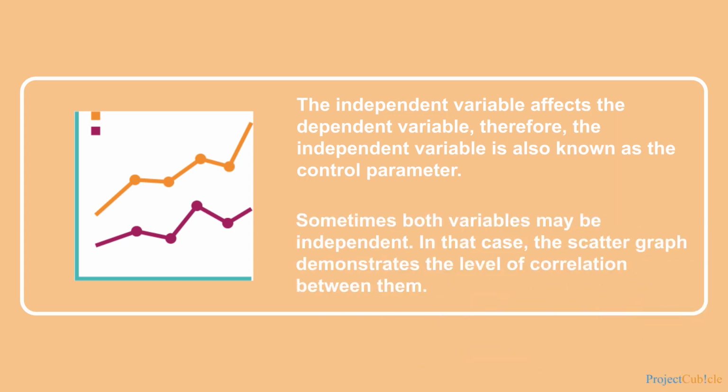Sometimes both variables may be independent. In that case, the scatter graph demonstrates the level of correlation between them. In other words, it helps to determine how closely the variables are related.